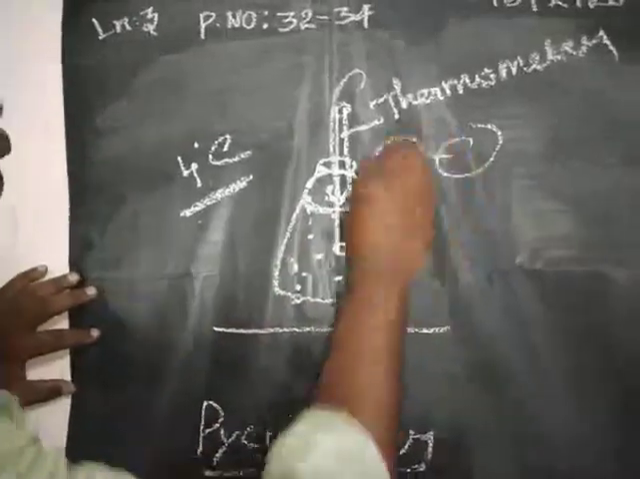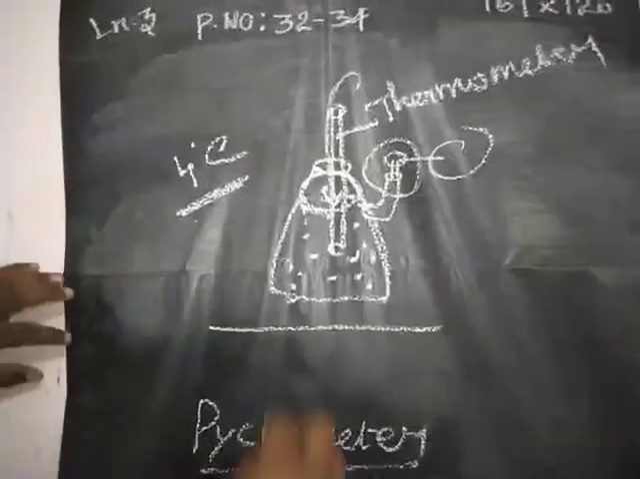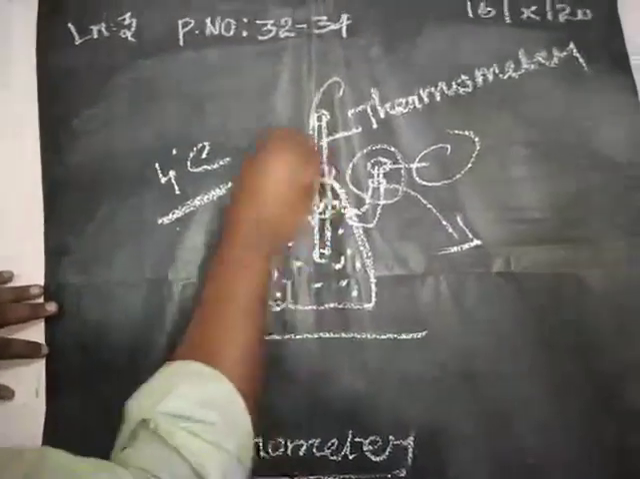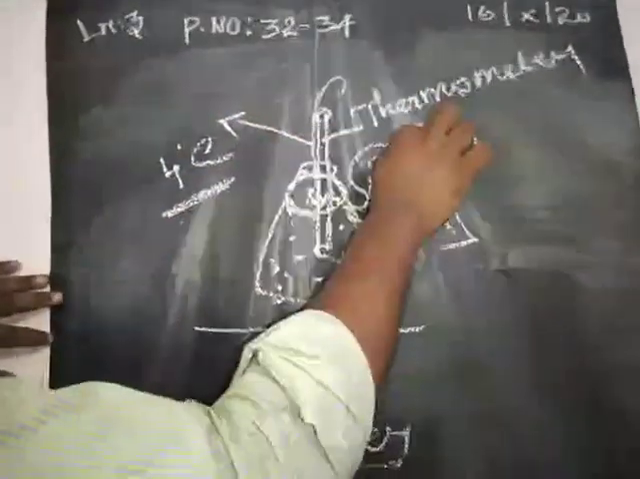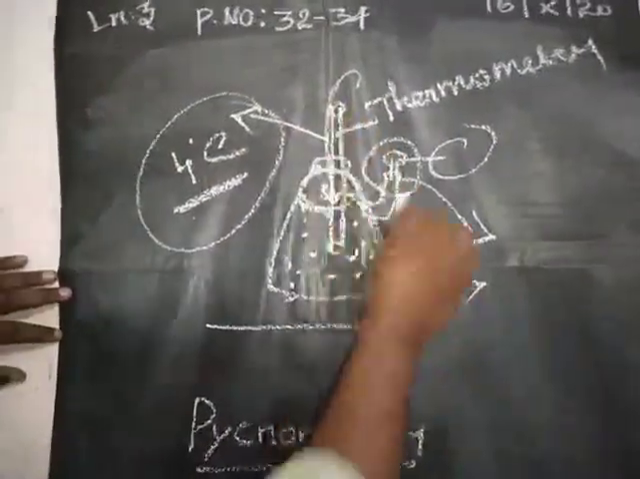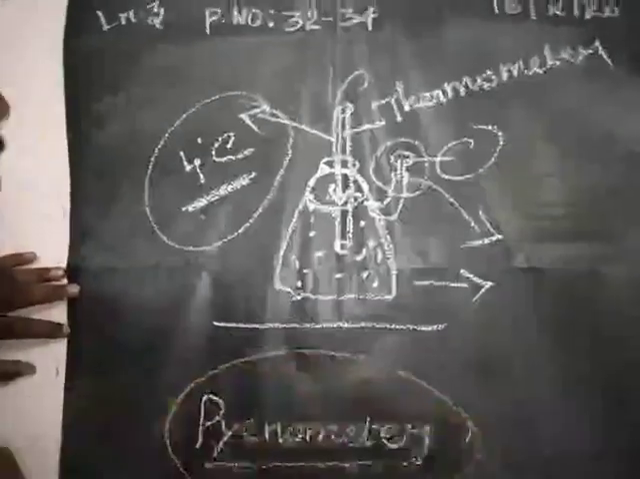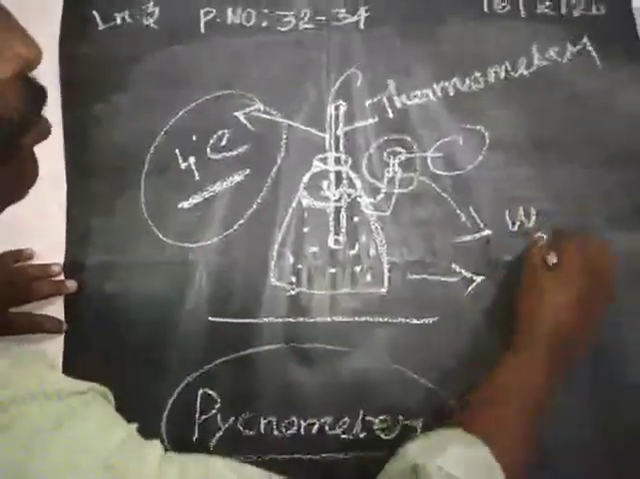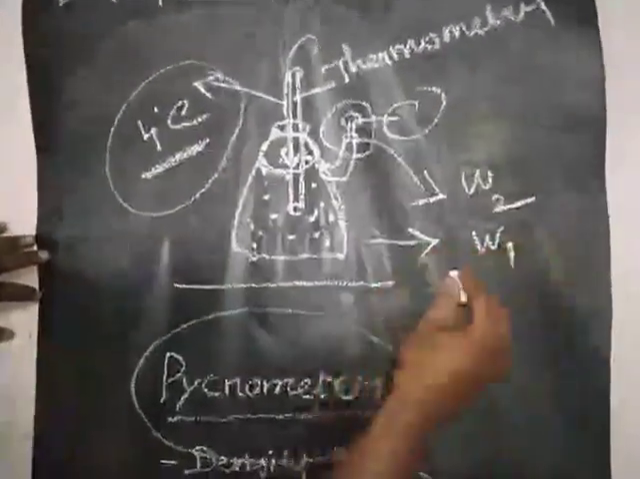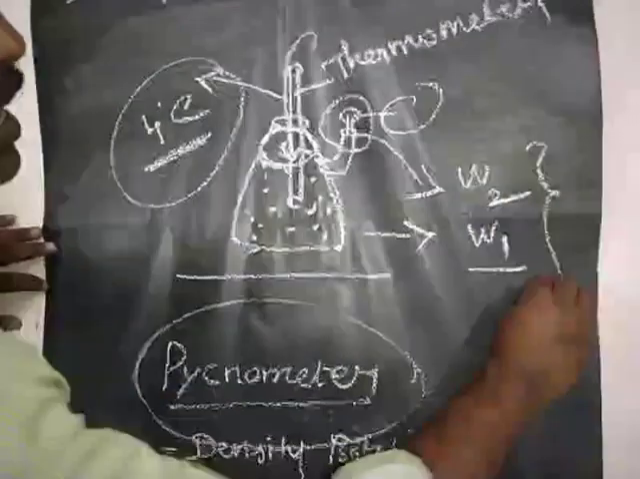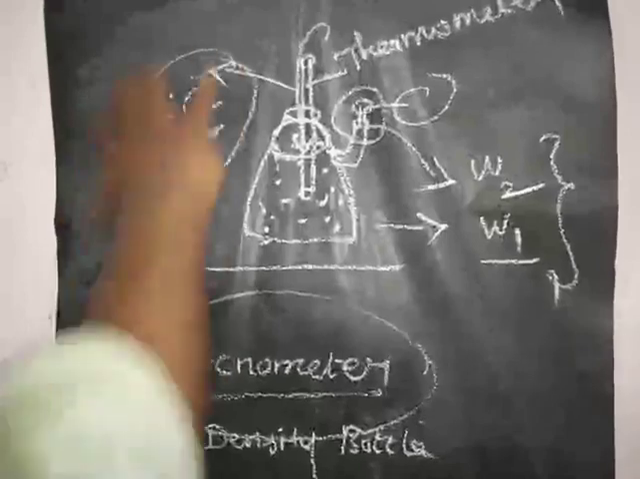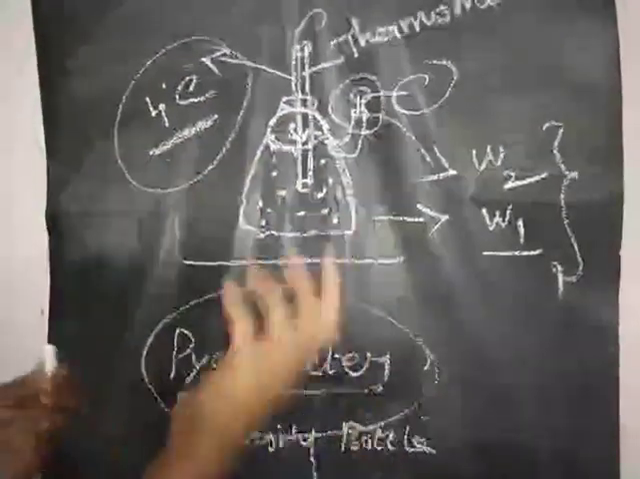What is the help of this? If there is excess liquid, it will come outside. When the thermometer shows exactly 4 degrees Celsius, we measure the weight of the entire picnometer, W2. Before that we put the weight of the empty bottle, W1. We take the weight exactly at 4 degrees Celsius, and after taking the reading we substitute it in the formula.